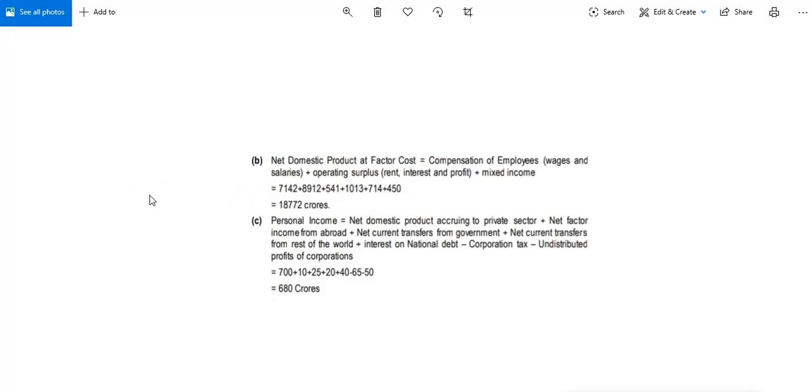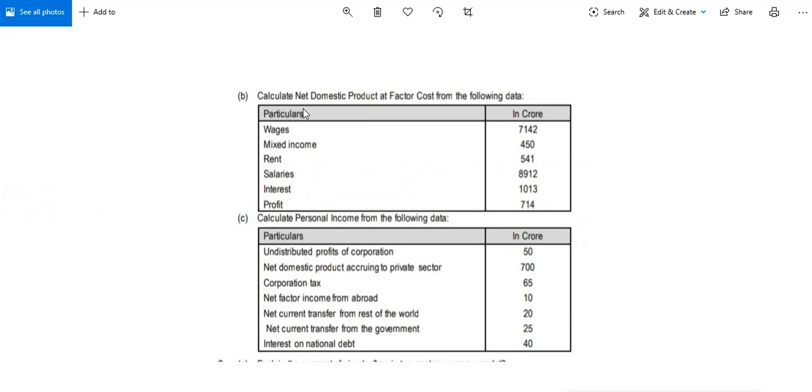18,772 crores. So this kind of problem will help you to understand how to compute net domestic product at factor cost. That is, we must add the amount given to employees, operating surplus plus mixed income. So in this case everything must be added.